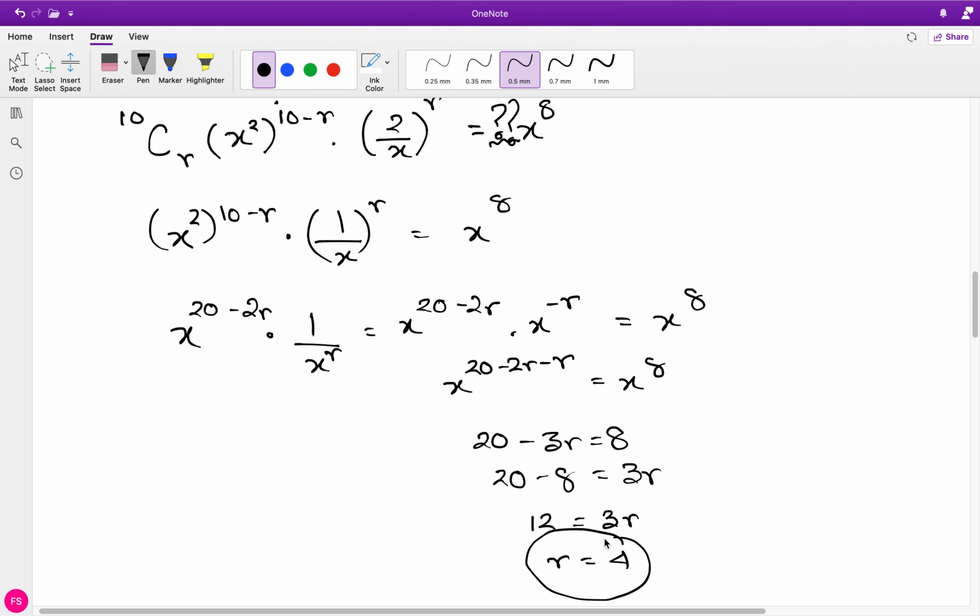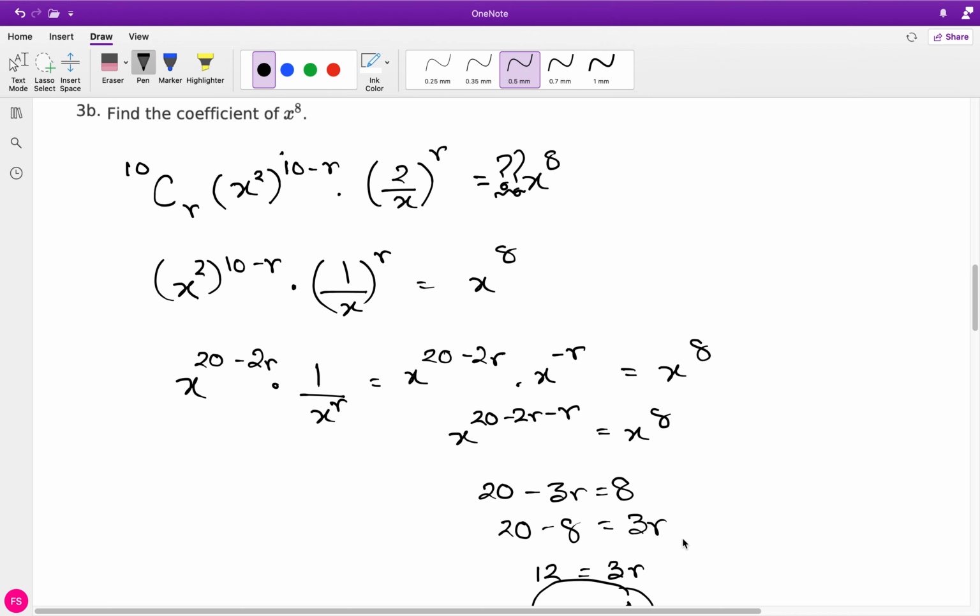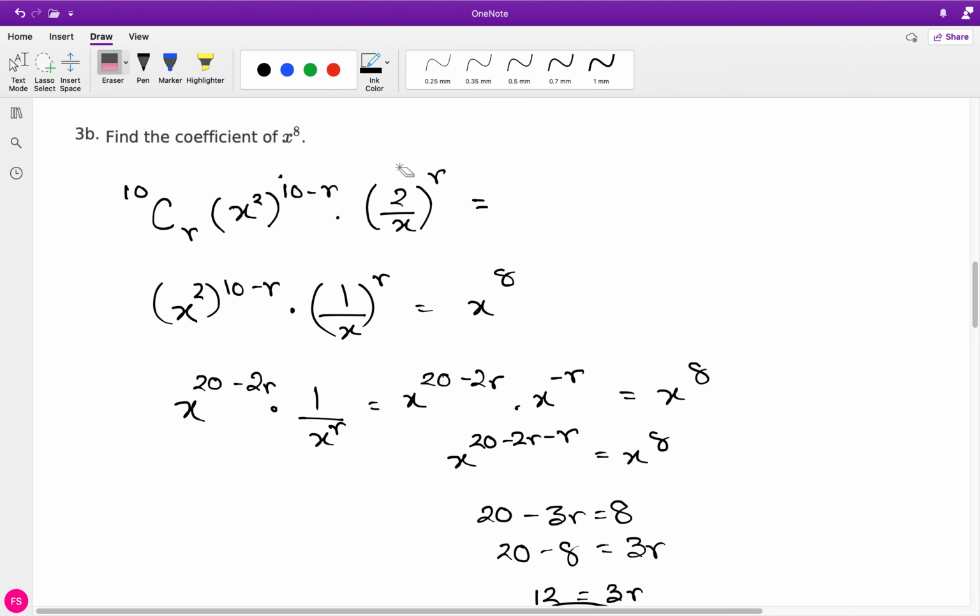Now that I know my r is 4, it's kind of easy to solve it now. I'm just going to erase this and substitute r equals 4 into this term. This will give me 10C4 times x to the power of 2 to the power of 10 minus 4, times 2 over x to the power of 4. What is 10C4? You can find it in your calculator, or you can also solve it manually. This will give you 210.